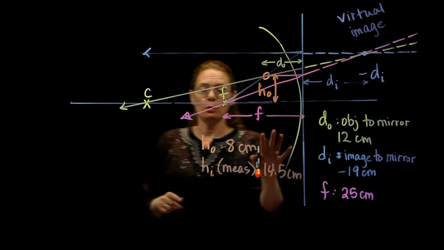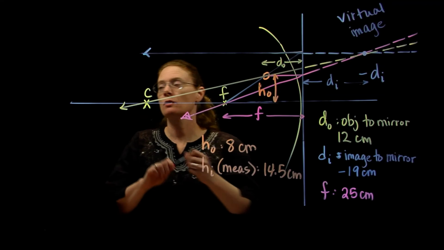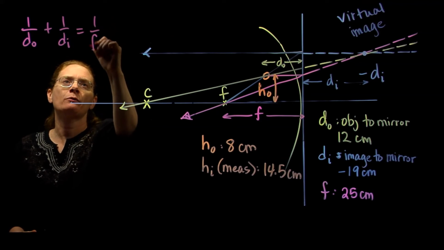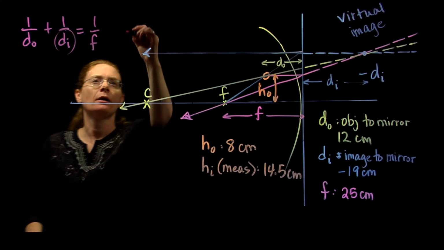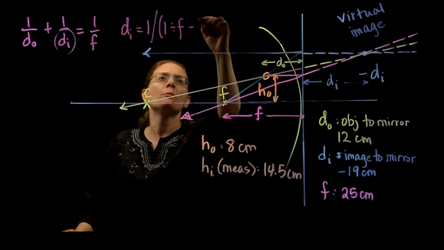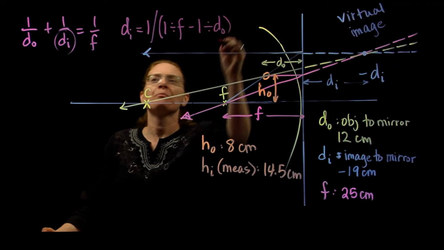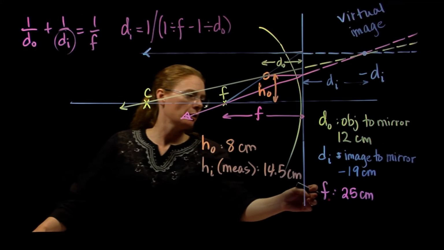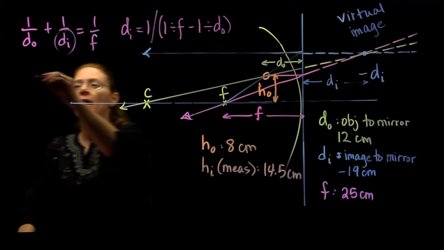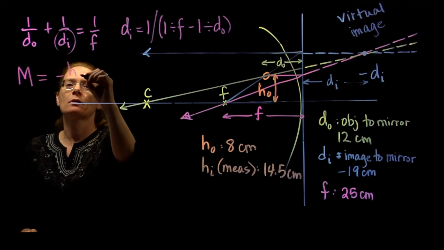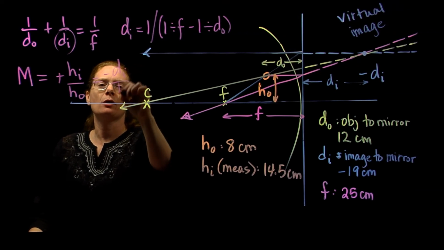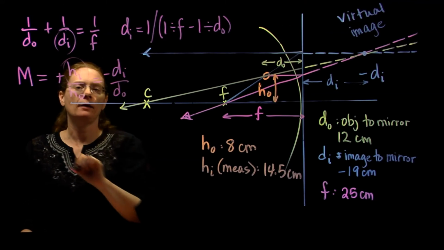So what I want you to do is use our equations, the mirror equation, 1 over DO plus 1 over DI equals 1 over F, to figure out what DI is. And in one step, DI is 1 divided by F minus 1 divided by DO. So use this equation with F and DO to calculate what DI is, and you should come up with a negative, should be around negative 19, and then use our magnification equation, negative DI over DO, to figure out what HI is.